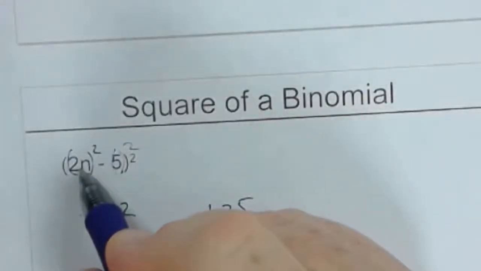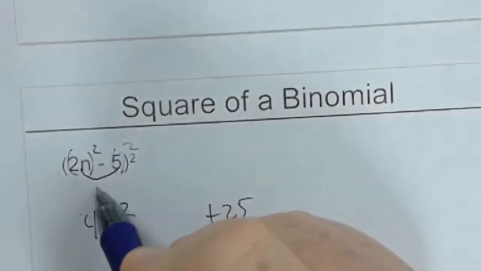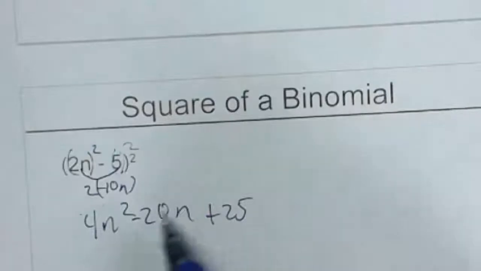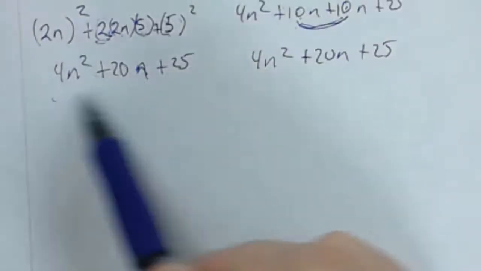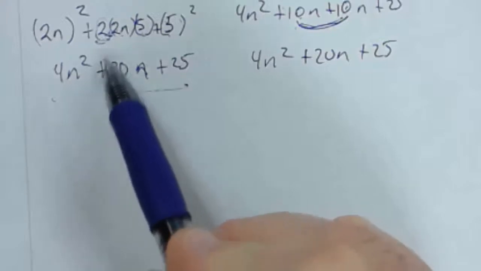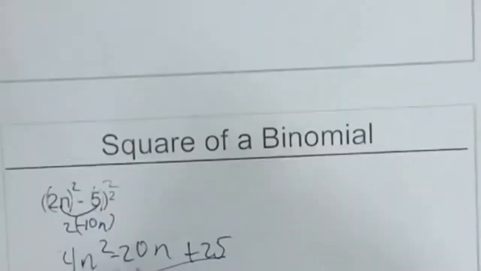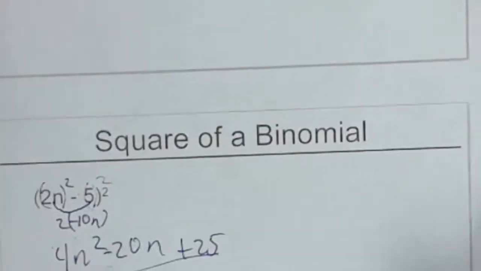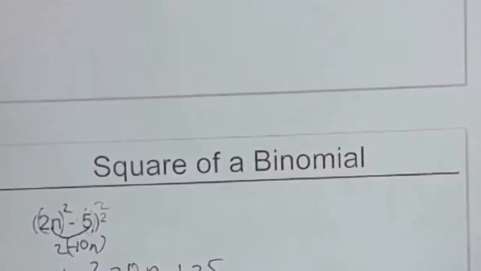Then we're going to do 2n times negative 5, which is negative 10n, and then double it, so times 2, and that gives us a negative 20n. And you'll see that this right here looks just like this one up here, only difference is this one had a plus because that was a plus, and this one has a minus because that one was a minus. And that's our shortcut to squaring binomials, so we don't have to FOIL or multiply vertically.